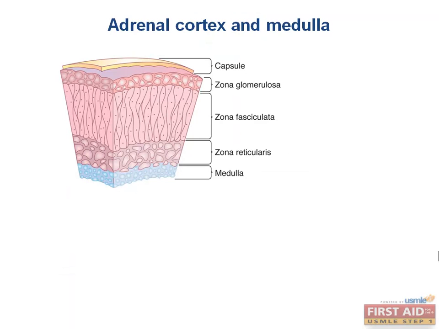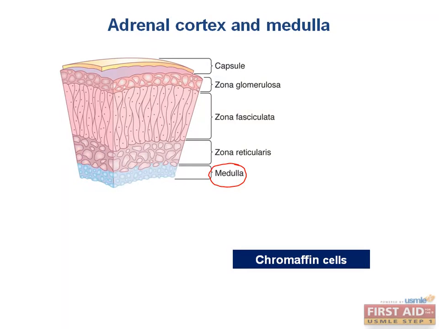We've talked about the 3 layers of the adrenal cortex, so now we'll move on to the innermost region of the gland, the medulla. The adrenal medulla is comprised of chromaffin cells. These are a type of neuroendocrine cell. Do you remember what innervates these cells?